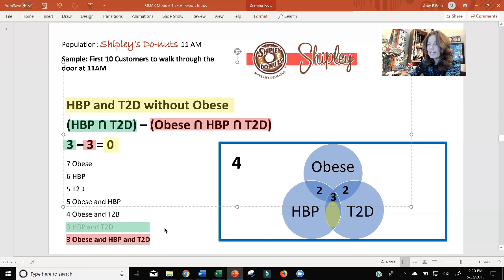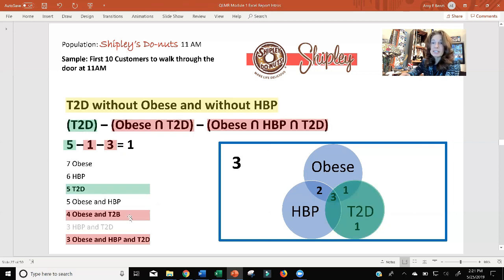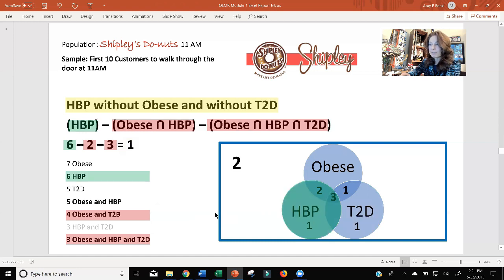All right, now I want to know who has type 2 diabetes only. So I have 5 people with type 2 diabetes, but again, I have to subtract out that 3 and that 1 because those people have already been accounted for in my Venn diagram. So now you see that I only get 1 person that has only type 2 diabetes. Moving right along, we do the same thing with high blood pressure. We have to subtract out the 2 sections that have already been accounted for because within this circle, I can only have 6 entries, you see. So I have to subtract out the 2 entries that have already been accounted for to find that I only get 1 in there with just only high blood pressure.